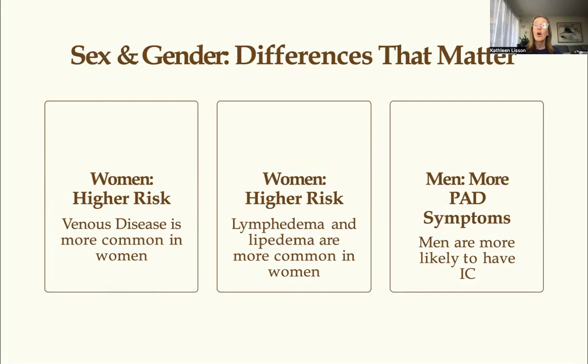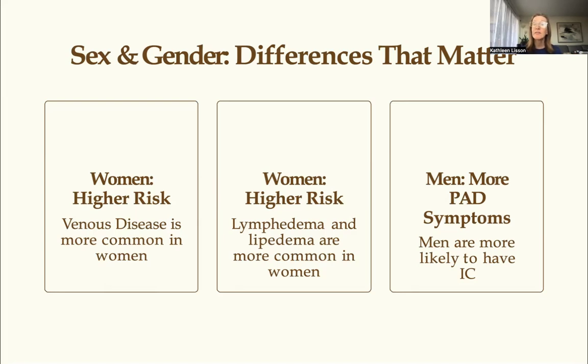Sex and gender are also differences that matter. Women are experiencing a higher level of these diseases than men. Women are at a higher risk for venous disease. Venous disease is more common in women. Lymphedema and lipedema are more common in women, especially overall lymphedema is more common because there's a lot of breast cancer related lymphedema. Primary lymphedema is also more common. And lipedema is extremely, extremely common in women. It's very rare for a man to present with lipedema symptoms.